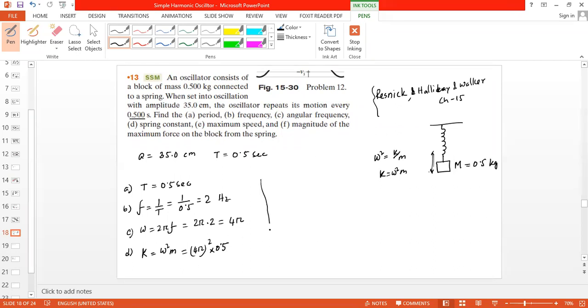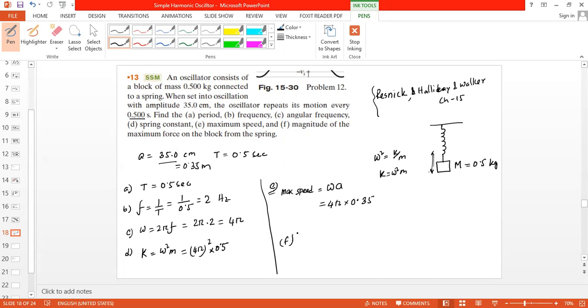And the maximum speed. Maximum speed is equal to, do you remember, omega times amplitude. My omega is 4 pi and the amplitude is 35 centimeter, that is 0.35 meter. And in part F, the magnitude of the maximum force.